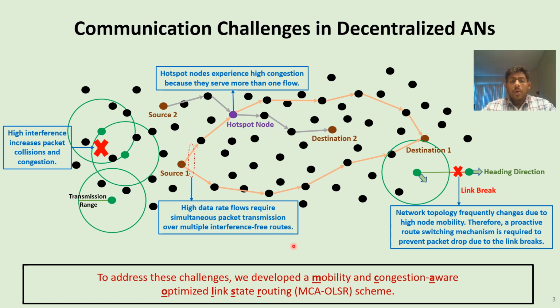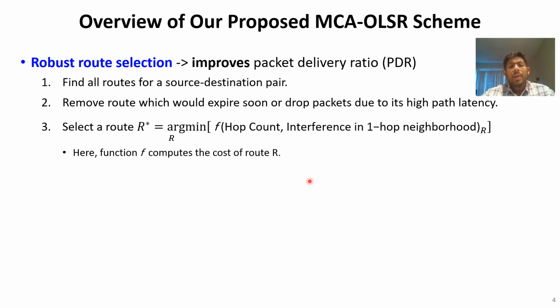So to address all these challenges, we have developed a mobility and congestion-aware routing protocol, which we call the MCA-OLSR scheme. This is a variant of a proactive routing scheme called OLSR. The main features of our proposed MCA-OLSR scheme are as follows.